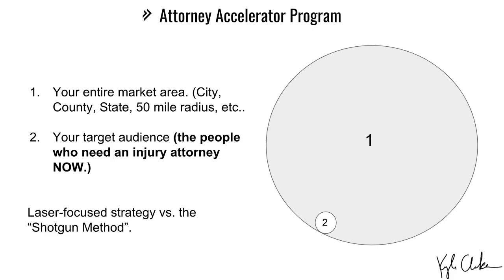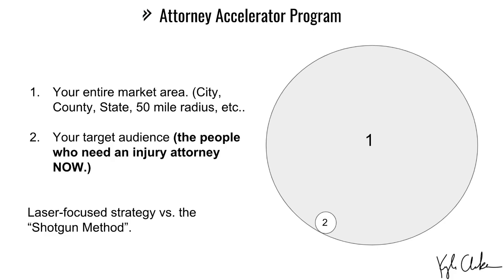So right now, you're having to deploy what I call the shotgun method. It's a spray and pray. You're having to market to the masses in hopes of finding those 100 people and getting them to trust you and getting them to retain you for their representation.